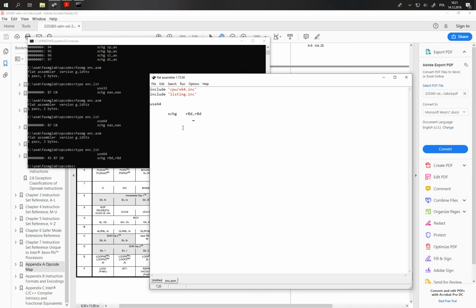Even rex prefix does not change that. Do you have any questions? I planned to cut it short today, so this is all I had prepared for now.